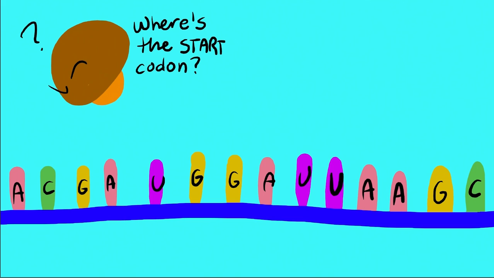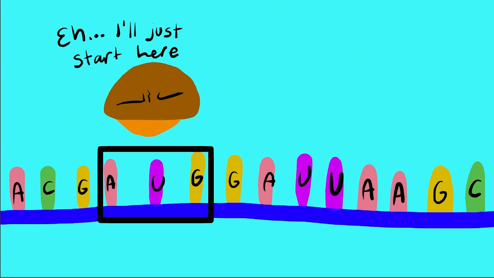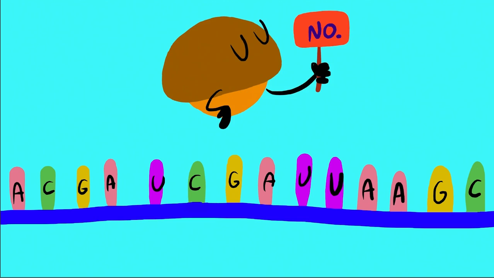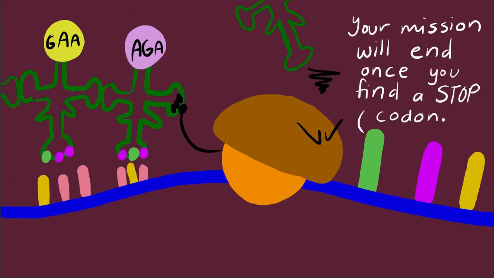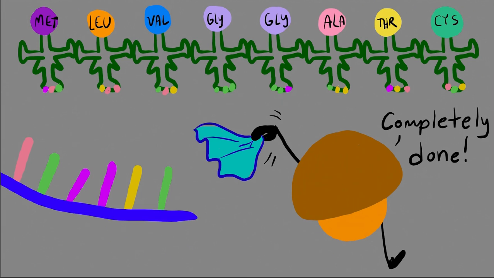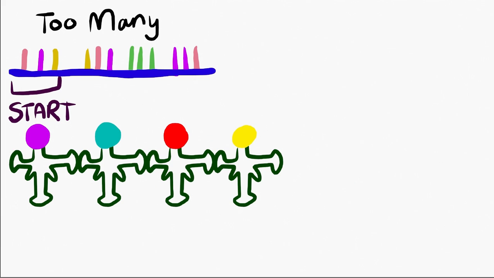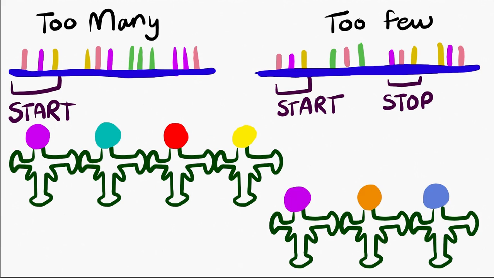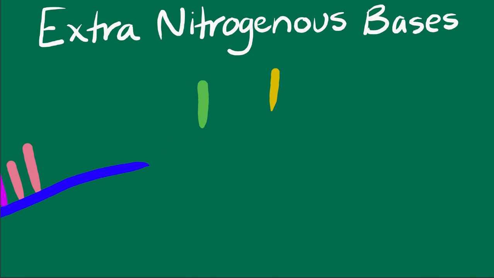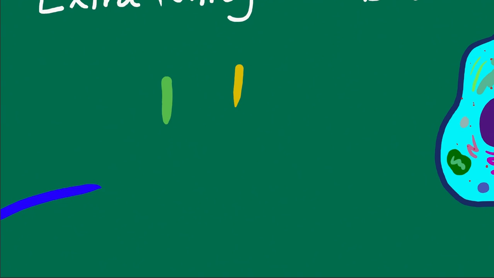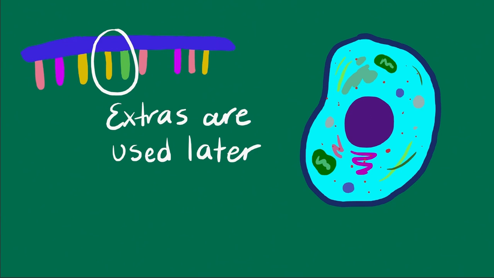If there is no start codon, then the ribosome will either attach to the next available AUG codon, or not create the proteins at all. If the stop codon is altered, then the ribosomes will either end at the next available stop codon, or continue producing amino acids until the reading frame is completely finished being translated. The overproduction or underproduction of amino acids will either change the function of the protein created, or not make the protein function at all. Sometimes, there are leftover nitrogenous bases in a DNA or RNA sequence. These bases are utilized later to create more proteins.